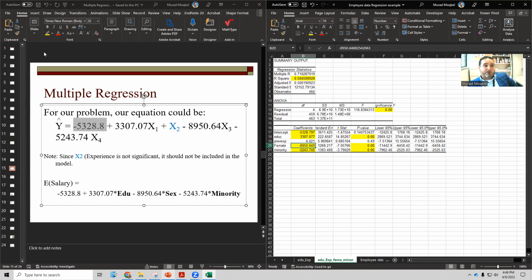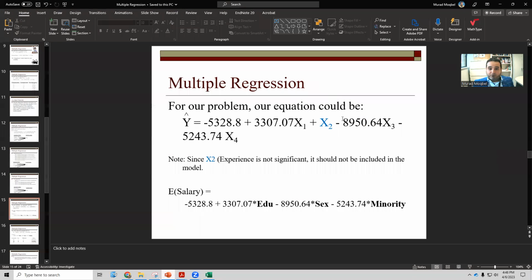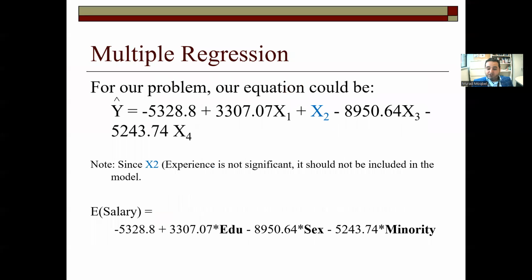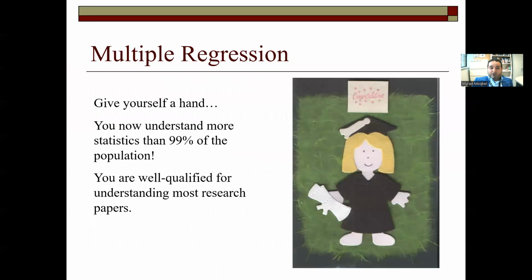All right, so that was all that I wanted to show you in terms of how to run your multiple regression. And now you understand more statistics than 99% of the population. So very good. And now understanding regression, you will understand the majority of scientific papers in peer-reviewed journals and so on.